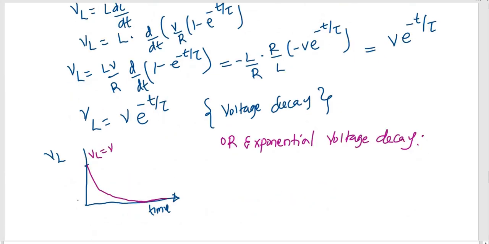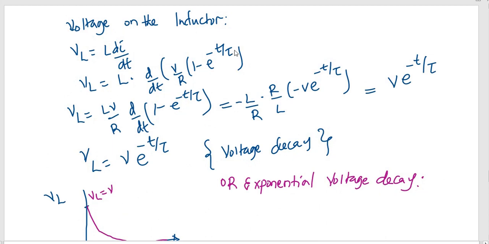What about voltage on the inductor? Given that the voltage on the inductor is the induced EMF, it means VL is equal to L di dt. When we substitute in our value for I, it will be VL equal to L times d of V out of R, which is the value for I, into 1 minus exponential of negative t divided by tau, with respect to time. So when we differentiate that value, we realize that it will be negative L divided by R times R out of L into negative V exponential of negative t divided by tau, which will be V exponential negative t, because this and that will cancel, and we will remain with a negative. This negative here will cancel with that negative.